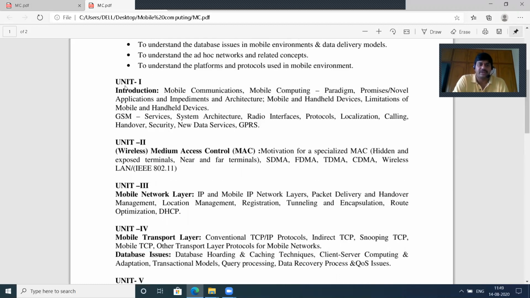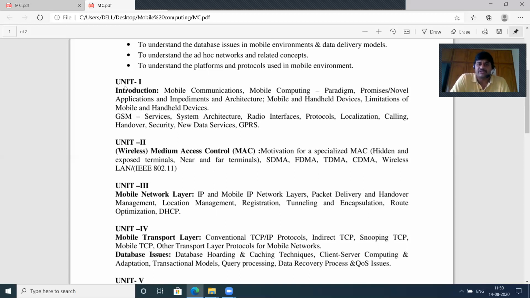Coming to the syllabus of mobile computing, the first unit will discuss the introduction to mobile communications, what mobile computing is, the paradigm of mobile computing, the different applications and promises of mobile computing, the mobile computing reference model, the mobile handheld devices, and the different limitations of mobile handheld devices. We will discuss this in our first unit, first chapter.